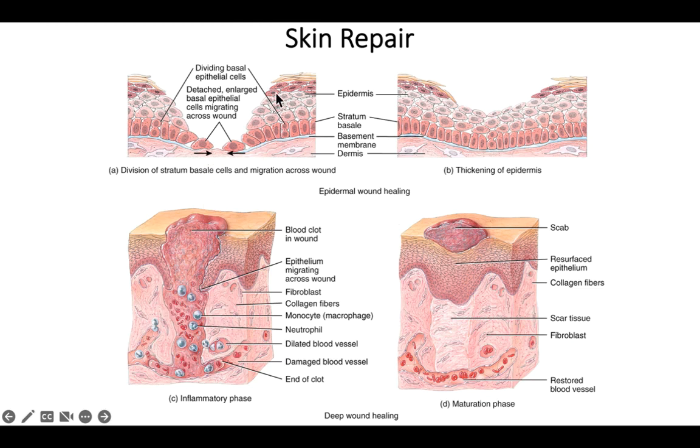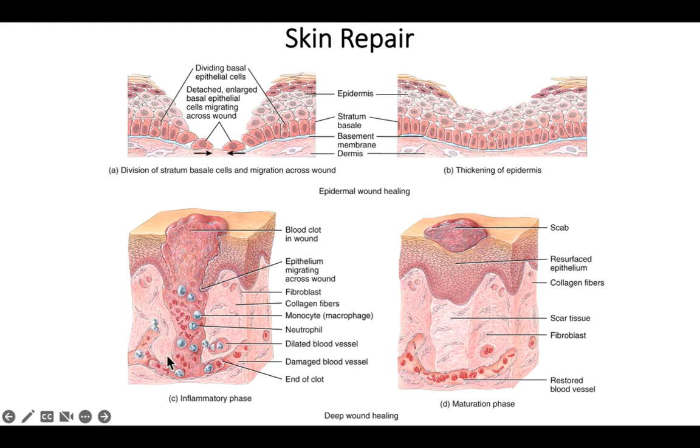When it's just the epidermis, it's pretty straightforward. You just want to replace all those strata. So the cells will migrate over. These basal cells will migrate over across that basement membrane, and then they'll actually grow a little faster than normal. So they'll really kick in their mitosis, and they'll replace those layers. So that's known as epidermal wound healing.